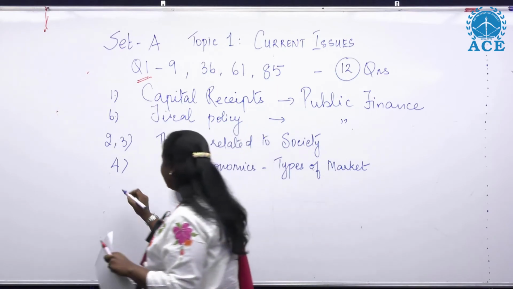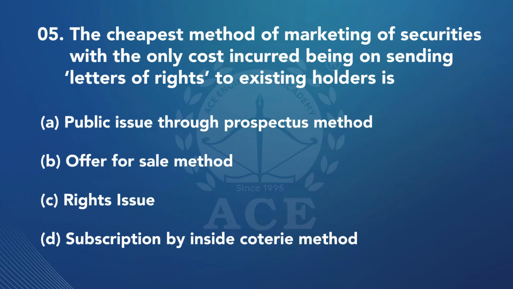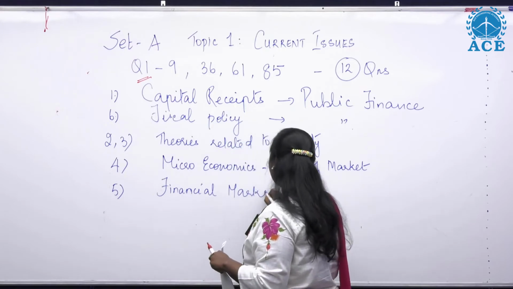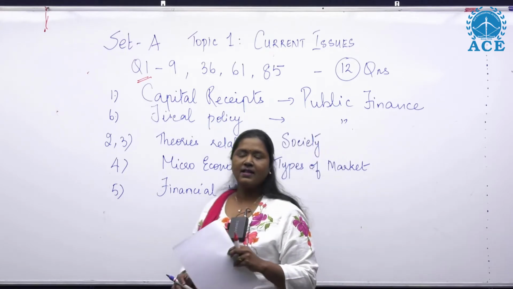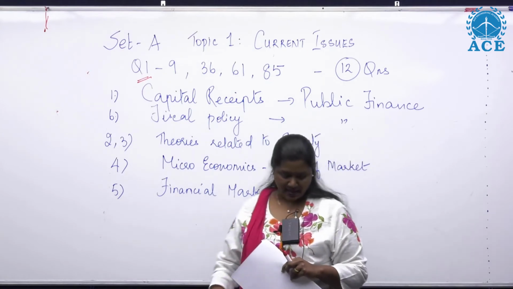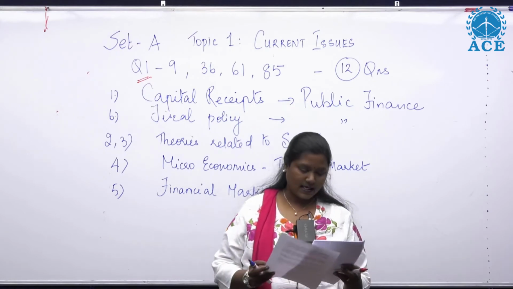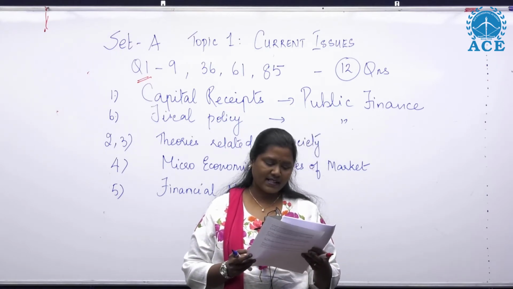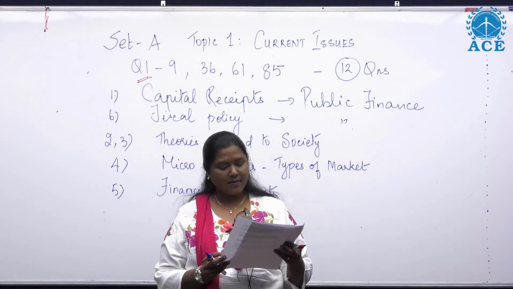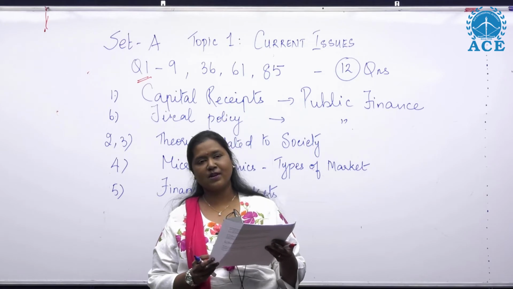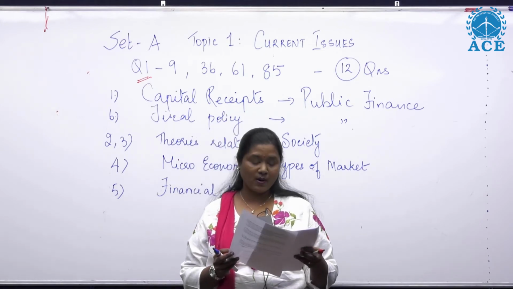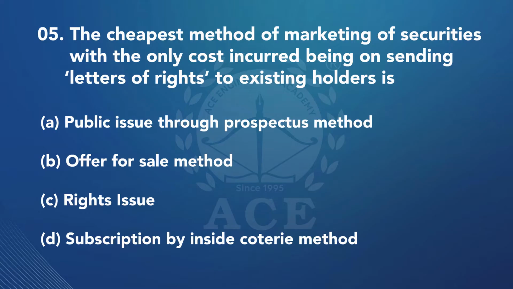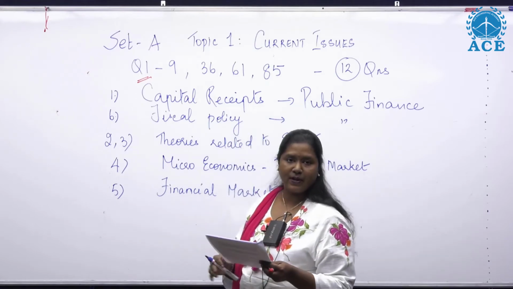The fifth question is about financial markets. Remember, we did capital markets, money markets, right? I talked about IPO, right? Share market, it comes under that topic, financial markets. So, what's the answer here? What is the cheapest method of marketing of securities with the only cost incurred being on sending letters of rights? Remember, I was talking about shareholders, they have a right to existing holders, is what it is called as rights letter. Rights letter, that is a formal document informing current shareholders their right to buy rights issue. It's a very straight question there. So, we have done this in IPO, right.